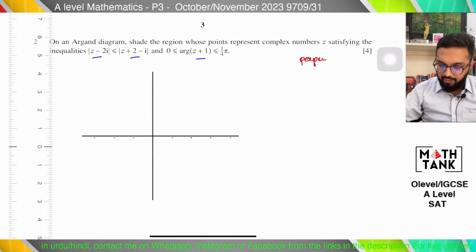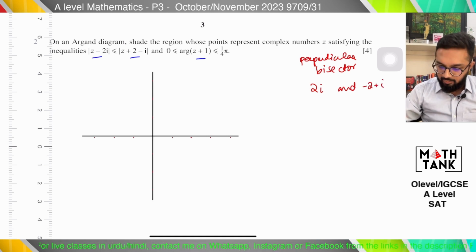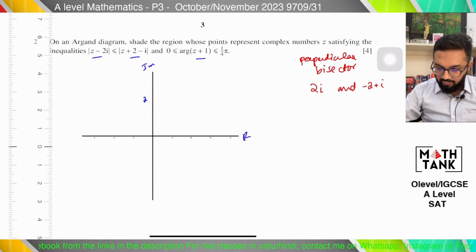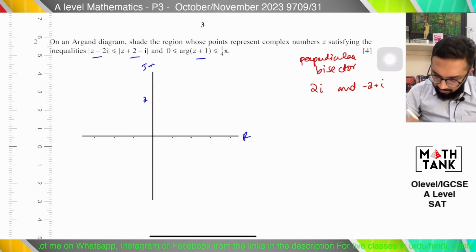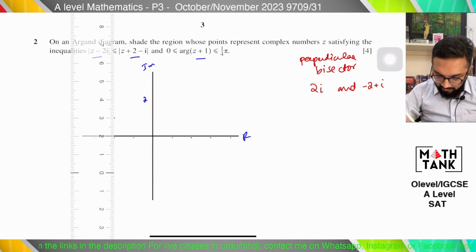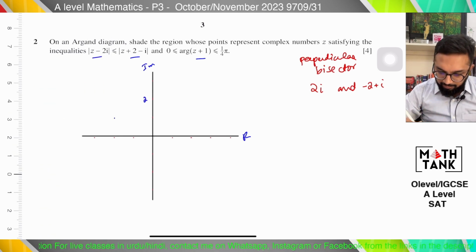I have to draw a perpendicular bisector of 2i and 2 plus i, minus 2 plus i. So what points am I talking about? I'm talking about 2i. So that's here. That's the imaginary axis and that's the real one. And I want another minus 2 on the real axis and positive i on this axis. So this is the point that I'm talking about. Then this is the other point that I'm talking about. I need to draw a perpendicular bisector of this and that.